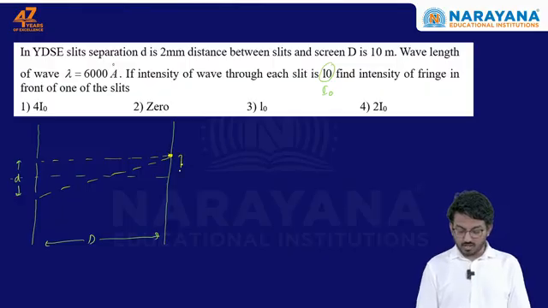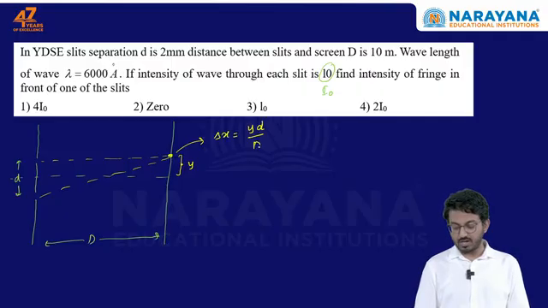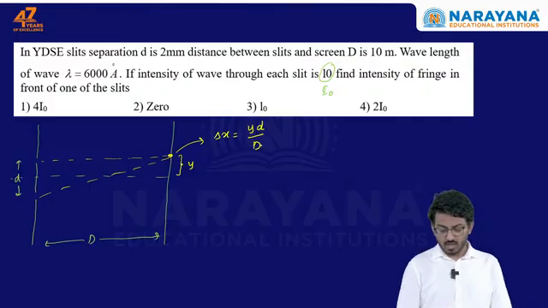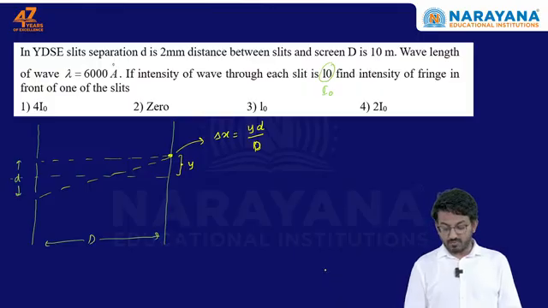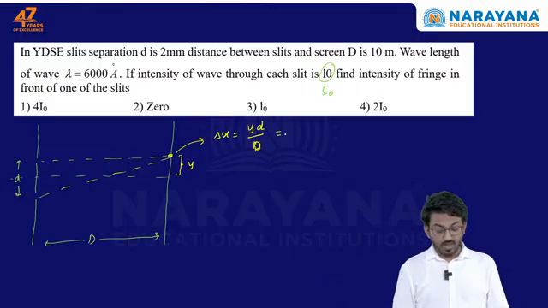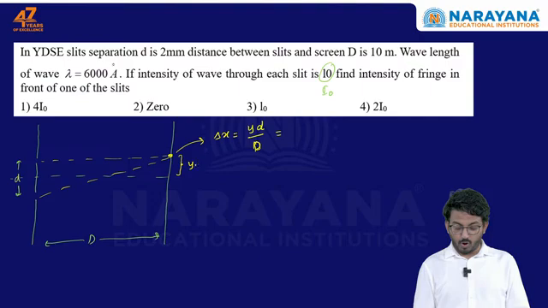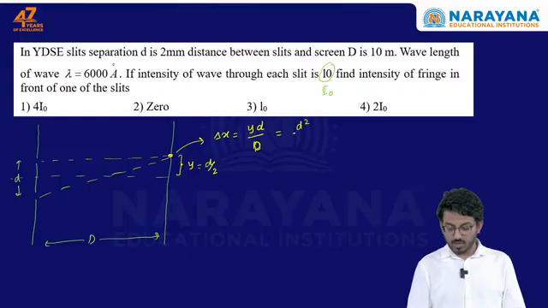Now at such a point, let's say the distance here is y. At such a point, path difference is given as y times small d over capital D. This is a standard result. That is the path difference. So what is that coming out to be? Now because the point is directly in front of one of the slits, y is going to be d by 2. So this becomes d square over 2 capital D.